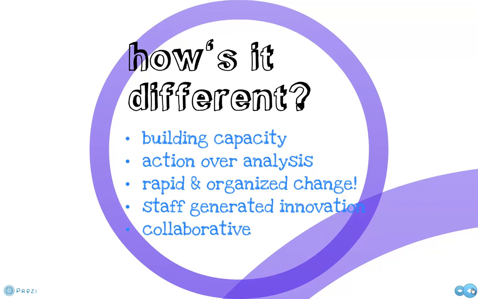How is the Lean approach different from other approaches? Well, it's focused on building capacity. It's also focused on action over analysis, with the change being implemented quite quickly. Lean provides a structure to innovation which is generated from the team members. And finally, Lean is collaborative, where teams work together to identify, adopt, and implement improvements to a process.